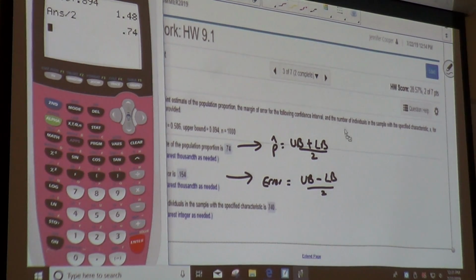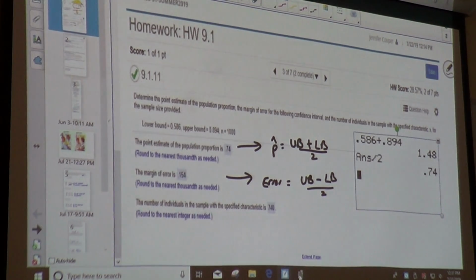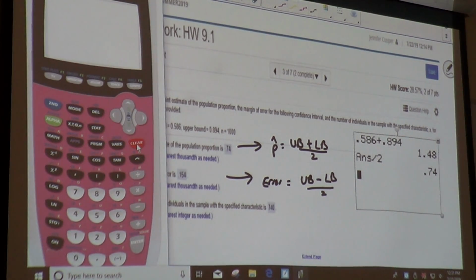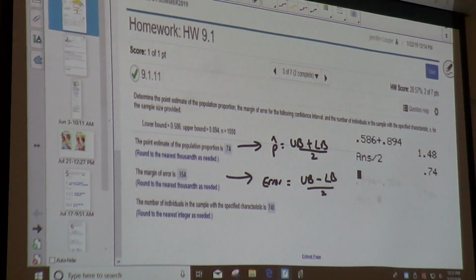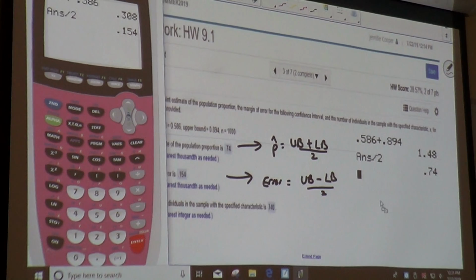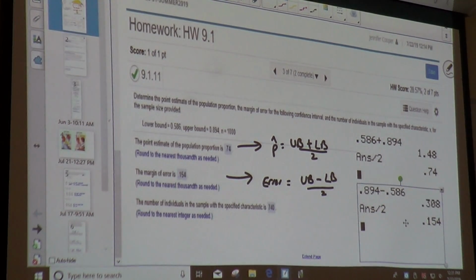So that's going to be how we get the population proportion. And then we're going to do 0.894 minus 0.586, get your answer and divide by 2. Oops, I got it too fast. That's where we're going to get the second one from. So that's your first answer, that's your second answer.